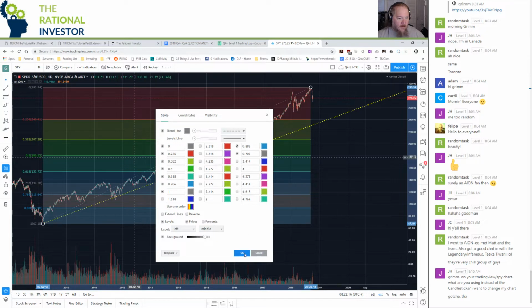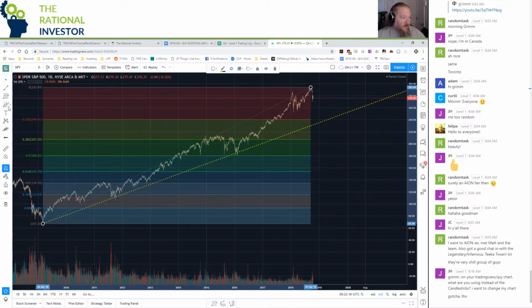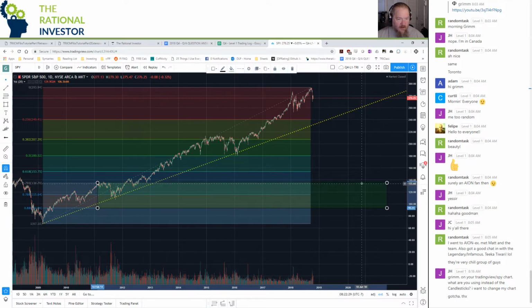All right. So this whole thing here is the reload zone, 61.8, 78.6. The middle of that is at 70.2, right?